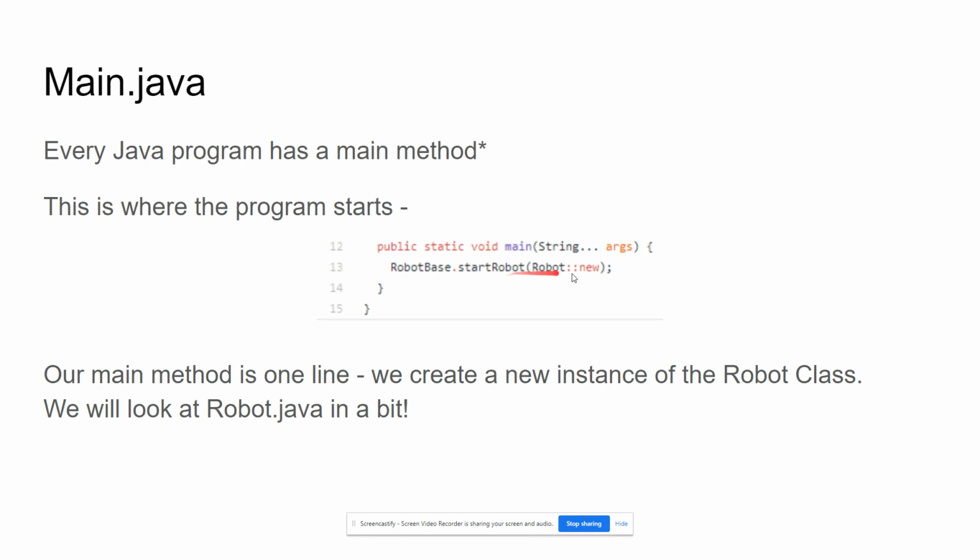You'll notice our code is one line. And basically, we're going to take the robot base and the start robot method, and we're going to create a new robot. That's it. So all of the code is in separate files, and we're going to go over that. And anything that says robot, so we would look for the Robot.java file to find the code for it. And we're going to be looking at that in a moment.